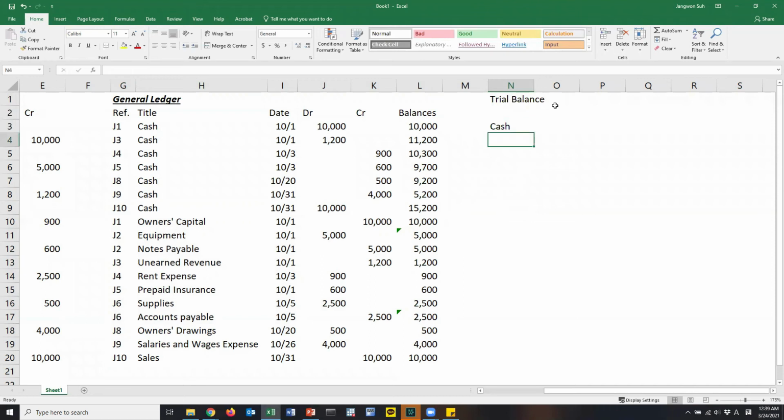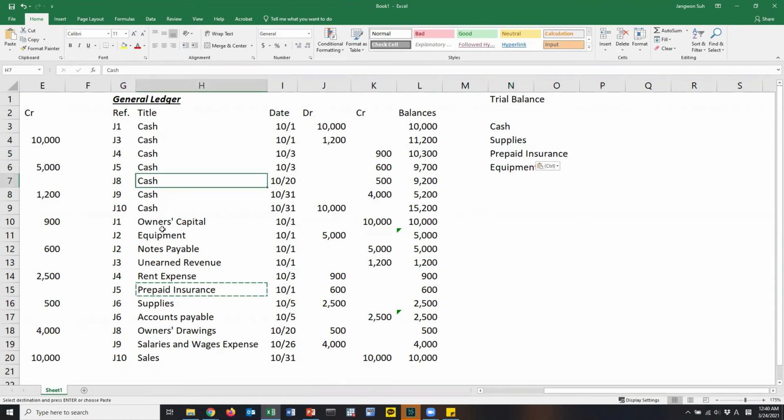and I want asset items first, such as supplies. And what else? Asset items: equipment. I think, oh, and prepaid insurance. Okay. Prepaid insurance. Are we done? I think we are done, right?